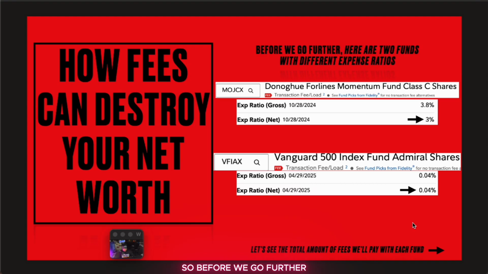Alright, so before we go further, here are two funds with different expense ratios. The first fund is MOJCX. This is a Donahue Forlines Momentum Fund class. It has an expense ratio of 3%. The second is going to be VFIX. This is a Vanguard 500 Index Fund. It has an expense ratio of 0.04%. Let's see the total amount of fees we'll pay with each fund.